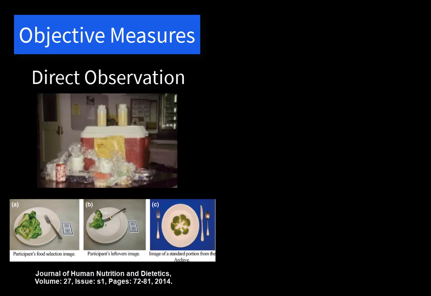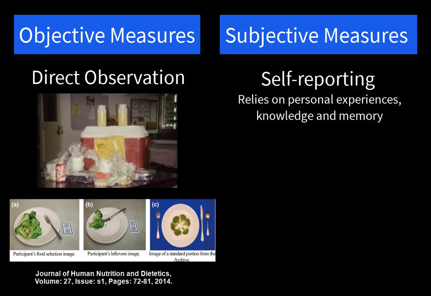But even with our new electronic technologies, they are much too expensive and not appropriate for most nutrition and health assessments, even with most research, so we rely more on subjective measures. And these are measures where we use self-reporting, and we're going to rely upon the individual's personal experience, knowledge, and memory to collect that information.